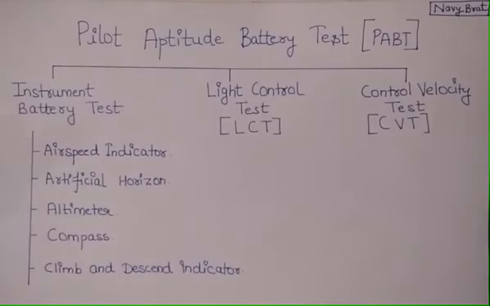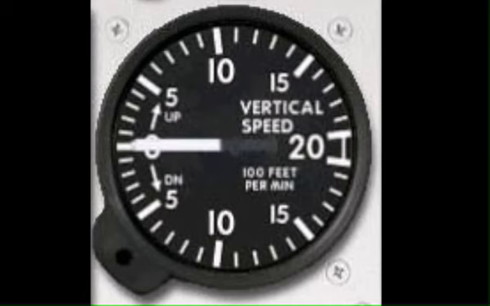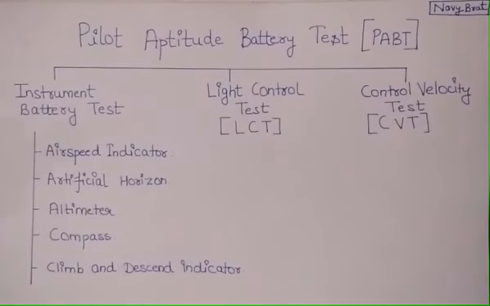The fifth one is the climb and descent indicator. So let's see how it looks. In the figure you can see that the region where the arrow is shown is the normal rate of climb and descent, and the ranges above and below it are the higher rates of climb and descent. Let's combine all the meters and I will show you how to solve step by step.